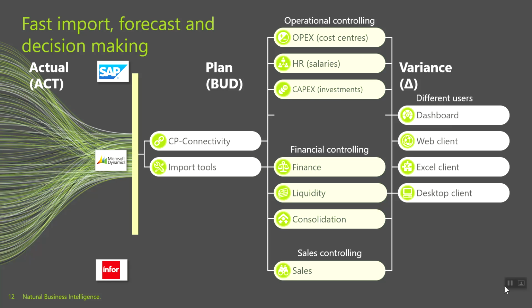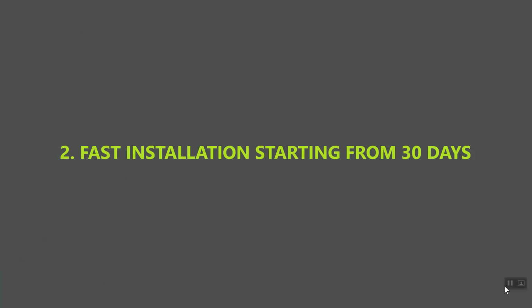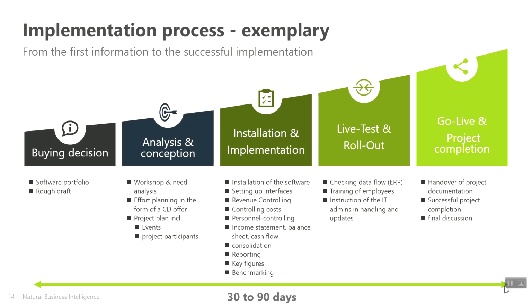The focus of controlling is variance analysis, and this software helps you focus on reporting and variance analysis instead of focusing on collecting the data. The installation is fast and it starts from 30 days. And here we can see an example of the implementation process. It's usually 30 to 90 days from the buying decision to the project completion, where you can use the software in your day-to-day business.